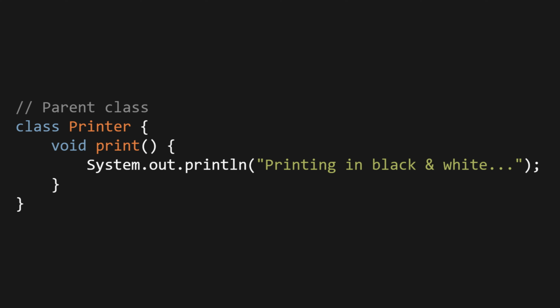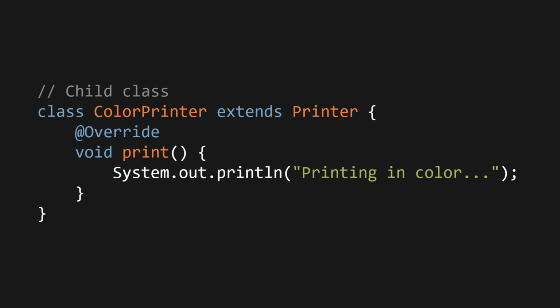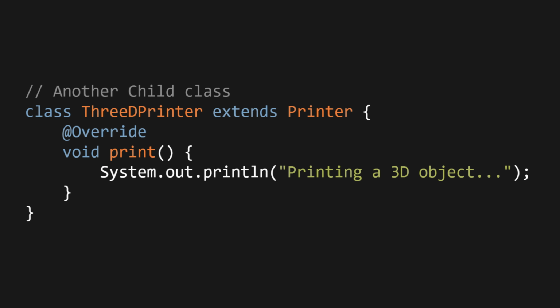Parent class Printer, void print, System.out.println, printing in black and white. Child class ColorPrinter extends Printer, override void print, System.out.println, printing in color. Another child class 3DPrinter extends Printer, override void print, System.out.println, printing a 3D object.